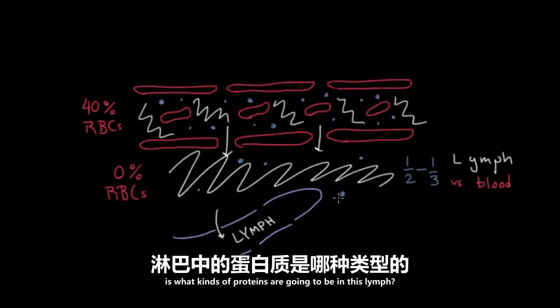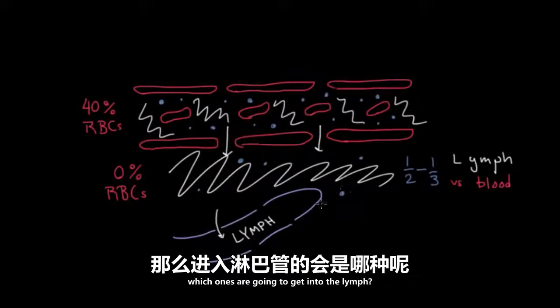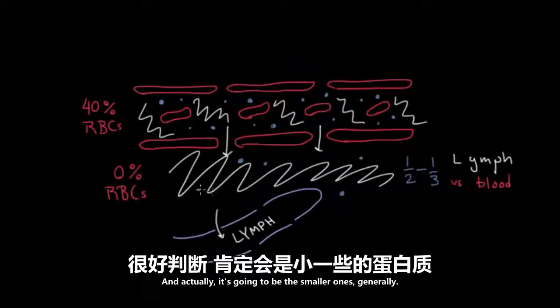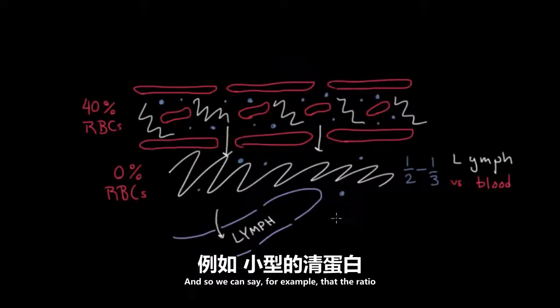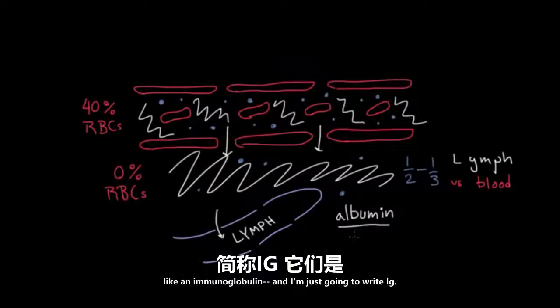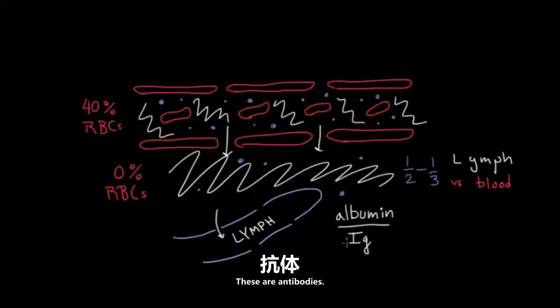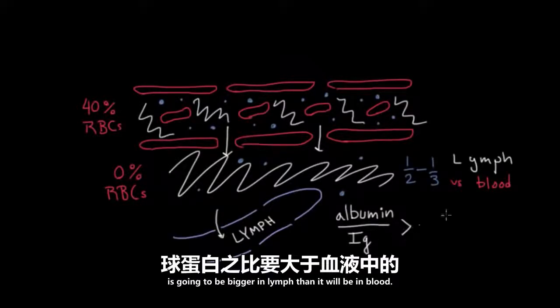Another thing we can ask ourselves is what kinds of proteins are going to be in this lymph. Since we said that there were so many different kinds of proteins in the blood, which ones are going to get into the lymph? And actually it's going to be the smaller ones generally. The smaller ones are going to have an easier time getting through these holes. And so we can say, for example, that the ratio of a small protein like albumin over a large protein like an immunoglobulin, I'm just going to write Ig. These are antibodies, and they're generally bigger than albumin. So the ratio of albumin to immunoglobulin is going to be bigger in lymph than it will be in blood.